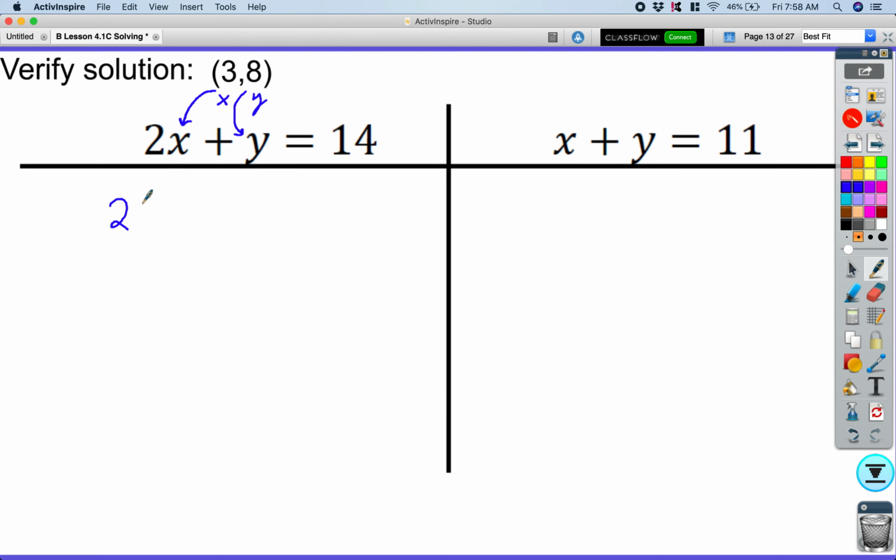So this will give me 2 times 3 plus 8 is equal to 14. This gives me 6 plus 8 is equal to 14. This gives me 14 is equal to 14. So boom, true statement, that point is on the line.